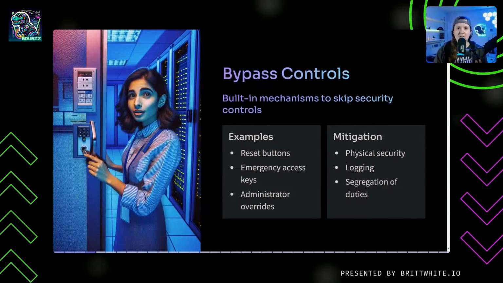To lock this down, we use physical security. Keep devices locked in rooms or cabinets. Add logging to track when bypasses happen, and segregation of duties so no one person can pull it off solo. Unlike sneaky backdoors, these are intentional features, so balance their usefulness with tight controls. Keep access locked and watched, and you're golden.